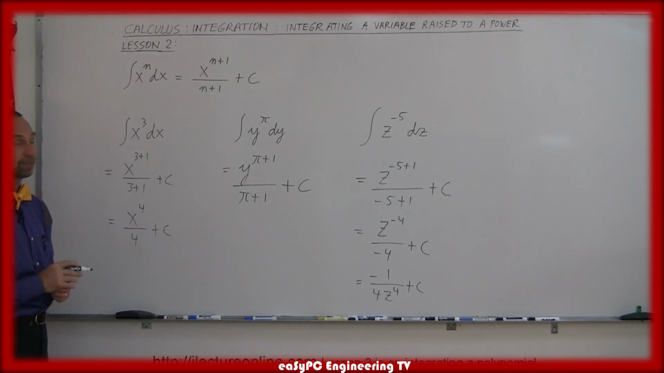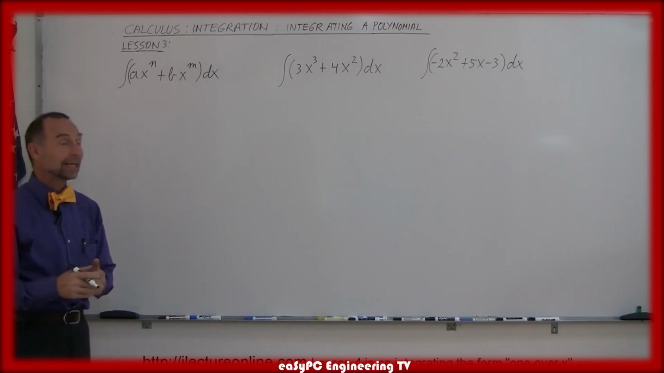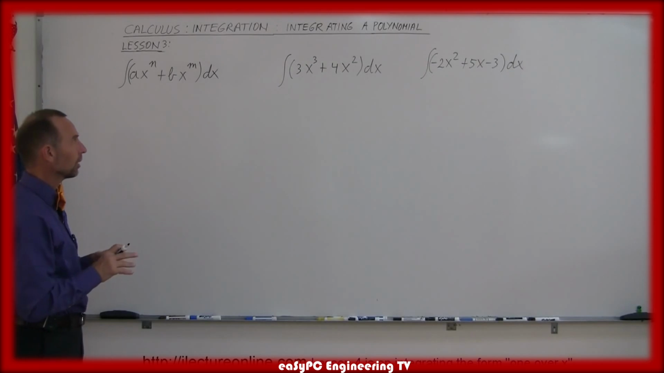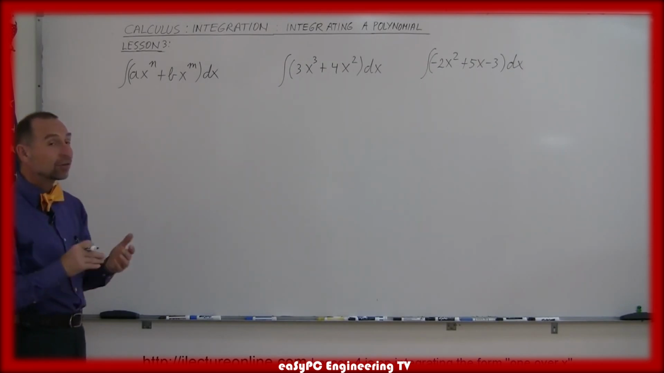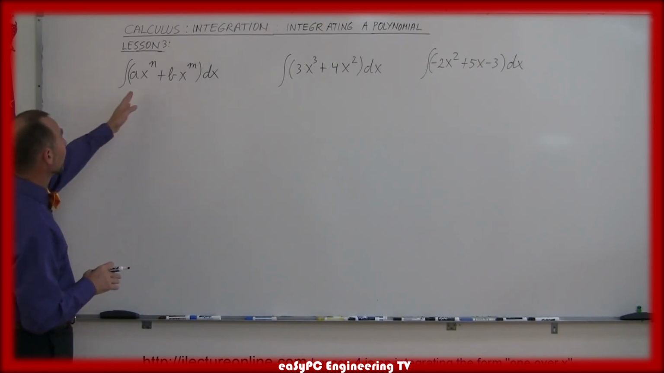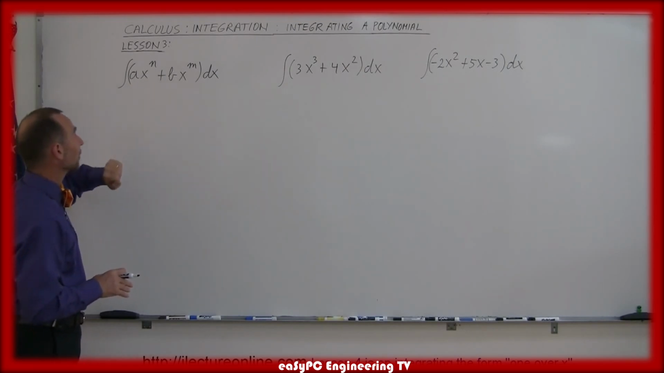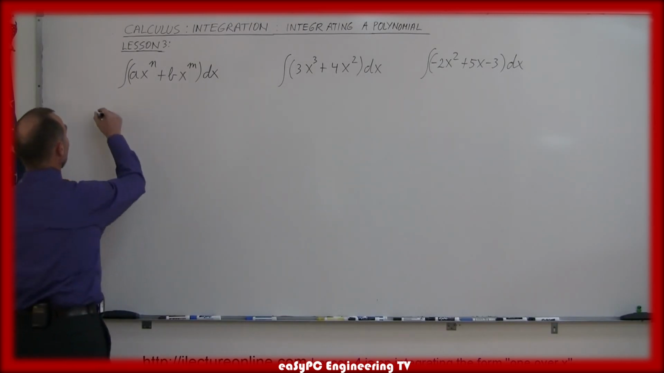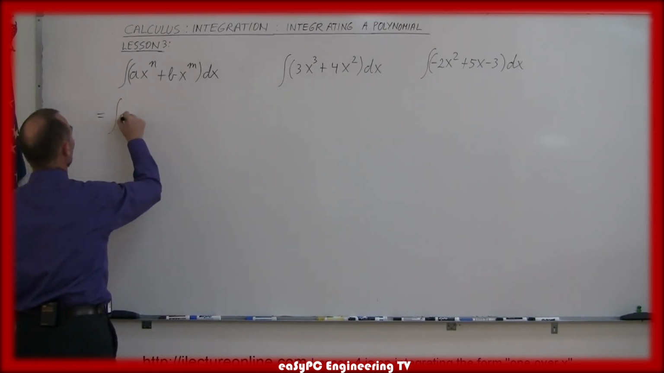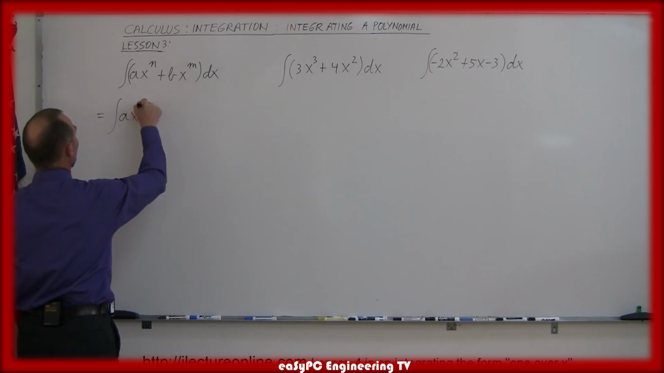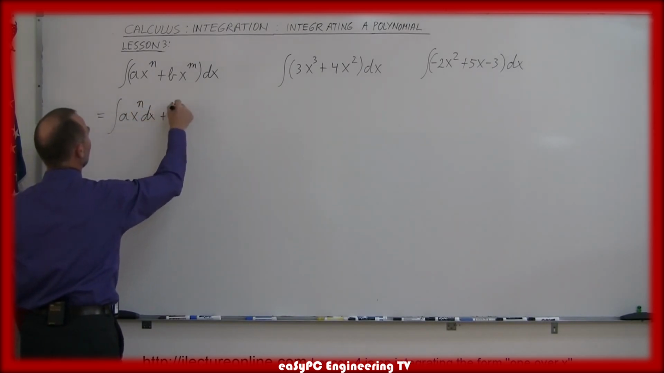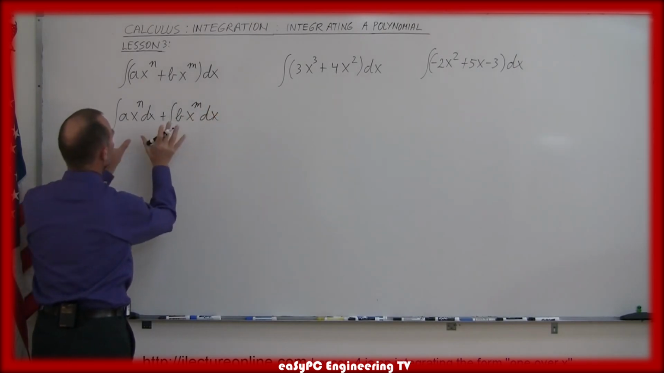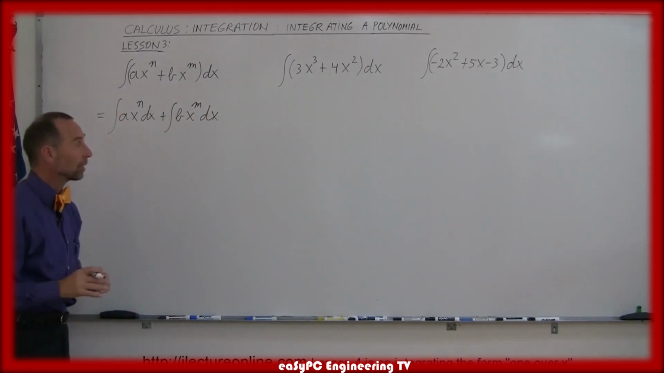On to lesson 3. In this case, we're going to show you how to integrate a polynomial. Here we combine what we've learned in the first couple of lessons, and then there's something in addition. What do we do when we have, for example, two terms added together, forming a polynomial? It turns out we can rewrite that as two integrals separated like that: the integral of ax to the n power dx plus the integral of bx to the n power dx. So we can separate each term into its own separate integral.